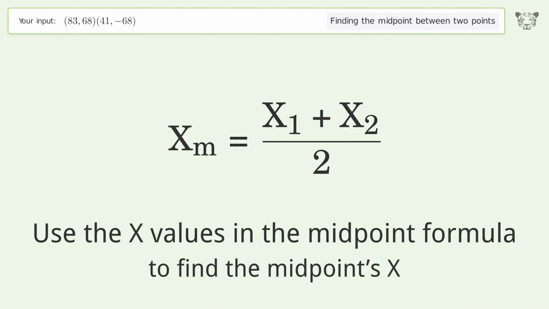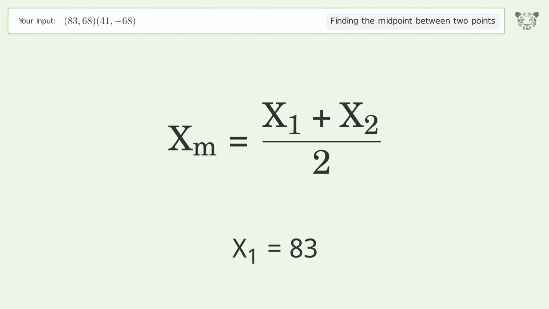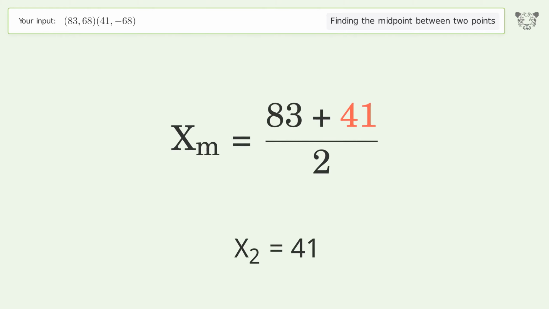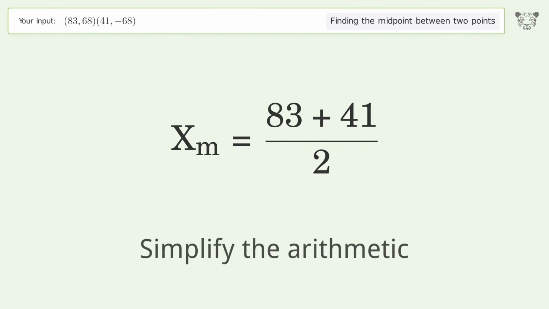Use the x values in the midpoint formula to find the midpoint's x. x1 equals 83. x2 equals 41. Simplify the arithmetic.